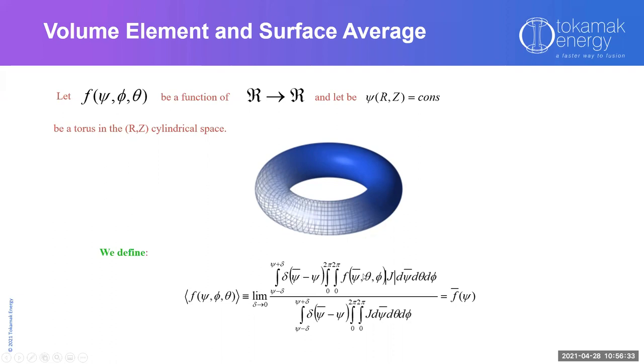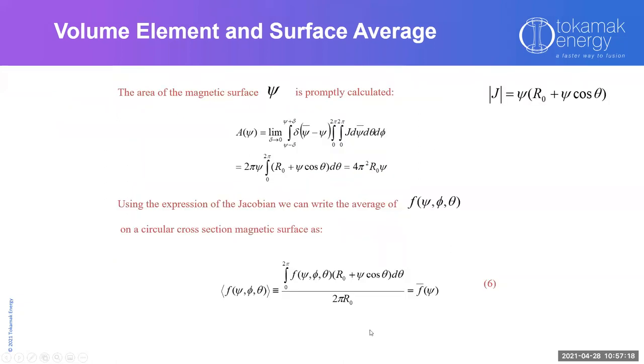So you make a volume integral, but you make the limit of the volume that goes to zero, so that it shrinks into a surface. And then obviously you divide by the area of the surface, which is defined by this other integral here, where there is no function f in the integral. And because you are integrating in theta and phi, and psi is the only variable surviving this integral, this will be a function of psi. So you have found a way to reduce a three-dimensional function into a one-dimensional function thanks to the flux surface average operator. Now let's make a couple of examples.